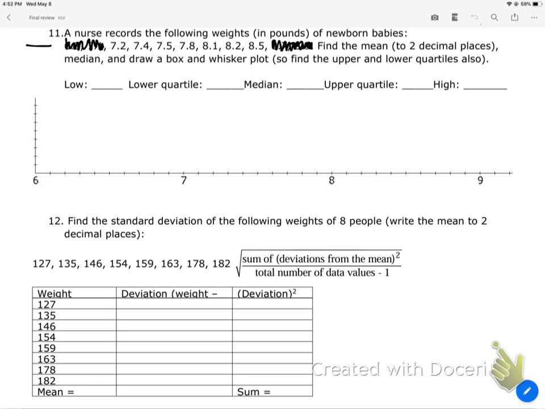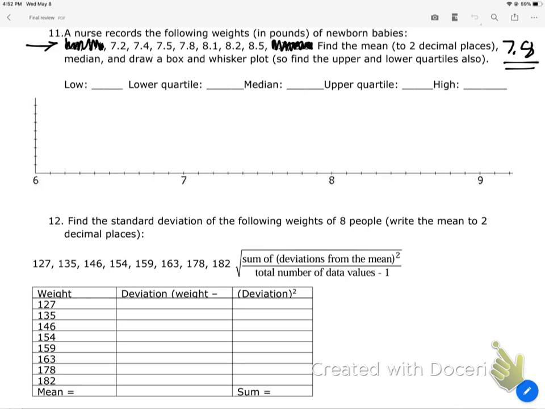If I add all these up and divide by 7, I think I got 7.8 as the mean, okay? So added them all together and divided by 7. That's what I got for the mean. Actually, I said to 2 decimal places, but that's okay, 7.8, that's all right.